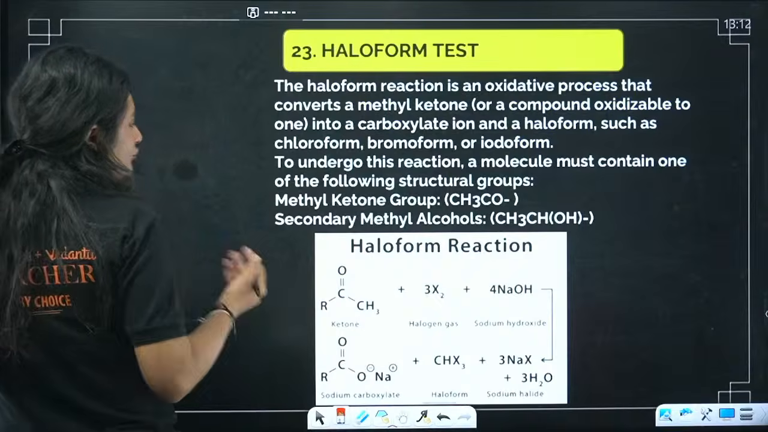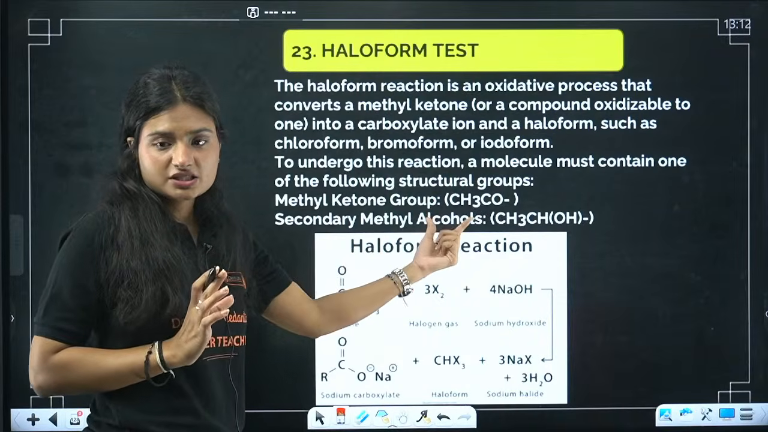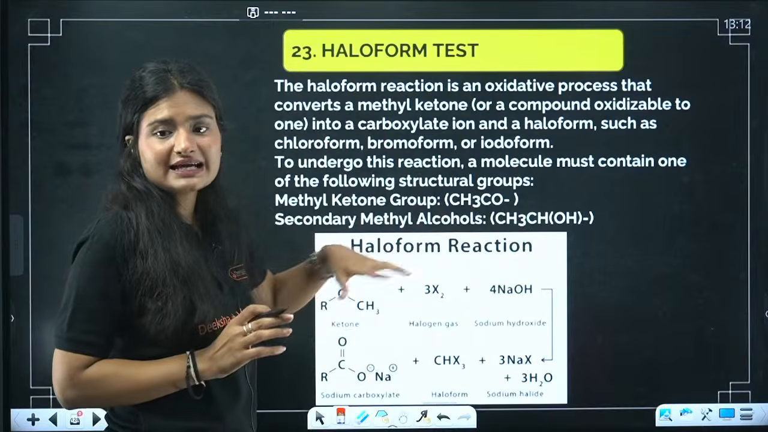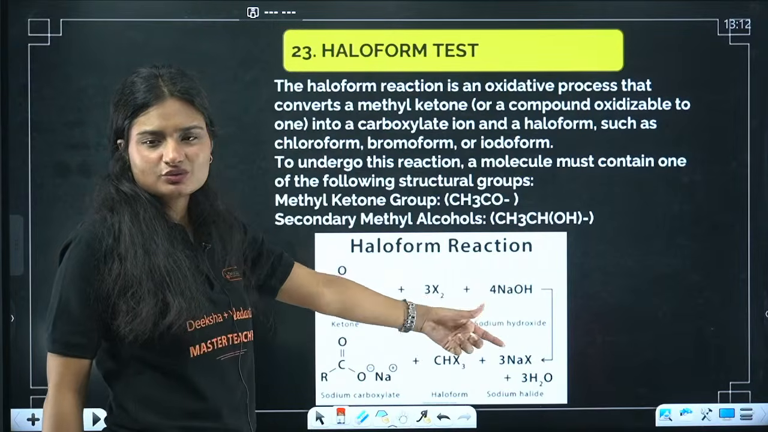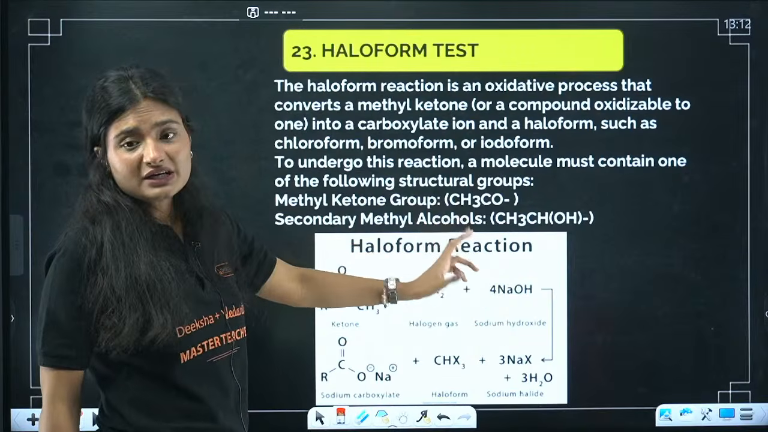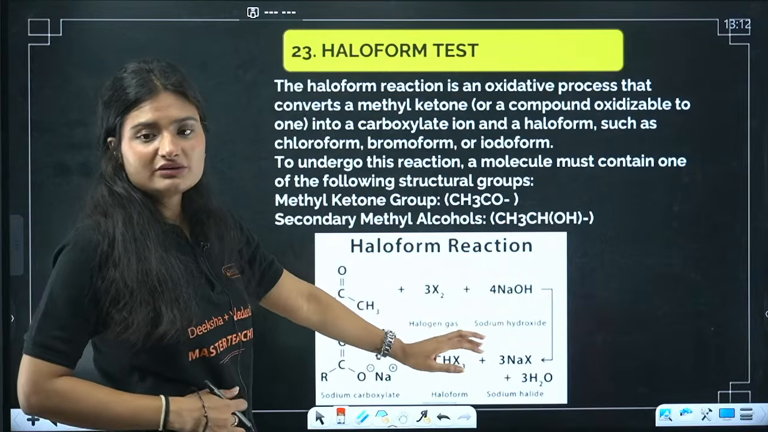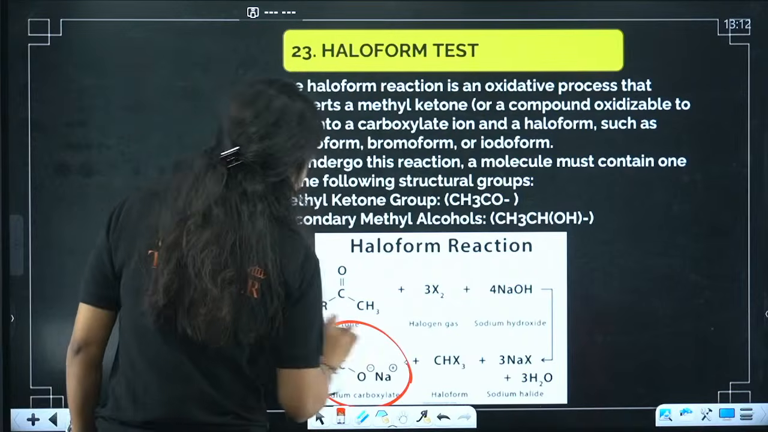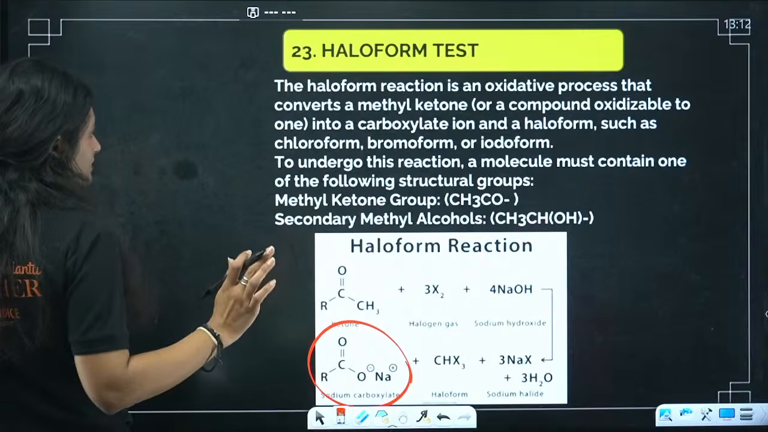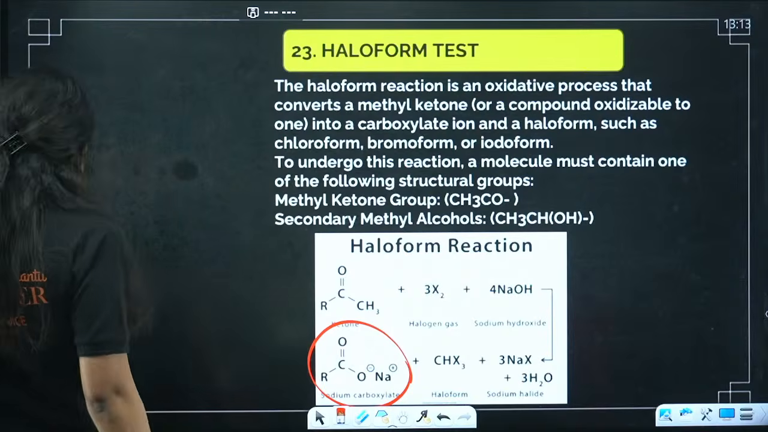Haloform reaction: the haloform test is given by compounds that have a CH3CO or CH3CHOH group. In that case we get a yellow precipitate; for the iodoform test, the color is yellow. So normally iodine is used for the iodoform test. The compound we get is a sodium carboxylate, the sodium salt of a carboxylic acid.